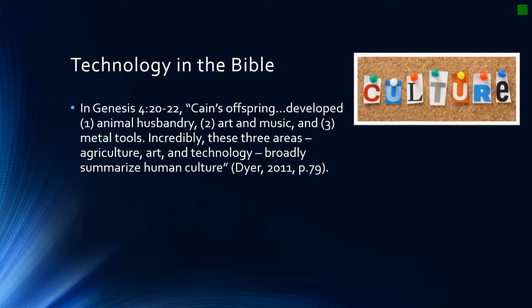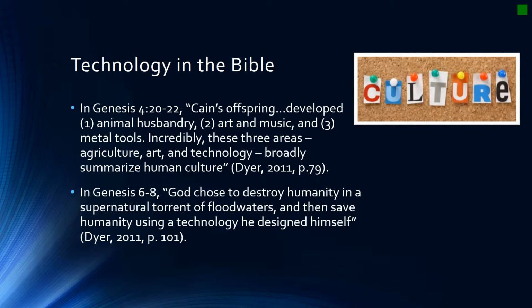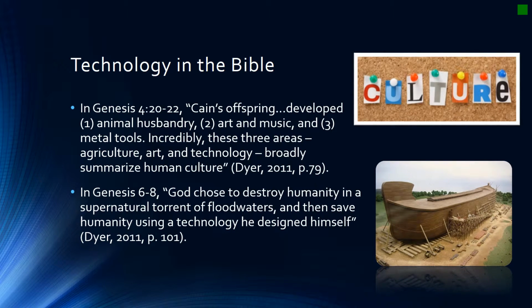Continuing in the book of Genesis, we find more technology in chapters 6-8. The wickedness of the earth had grown, and God chose to destroy humanity in a supernatural torrent of floodwaters. However, God also decided to save humanity using a technology he designed himself. We know this technology as the ark. God gave Noah specific instructions about how to build this technology. That would be the way that Noah and his family would be saved.